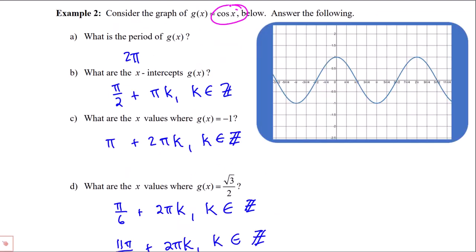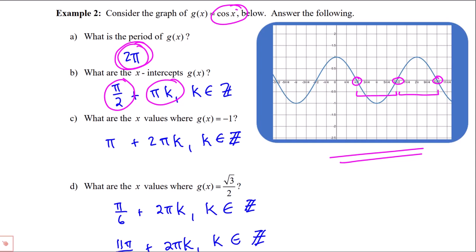Here is our cosine graph. The period gives again 2 pi. The x-intercepts are here and here and here, which are pi over 2. And the next one over is not a full period, it's like half a period. So if the full period is 2 pi, half a period is pi, and again, it's every integer multiple of pi. -1 is down here, and down here, and down here, so that's at pi, and this does occur at every period, so plus 2 pi k, k again is an integer.